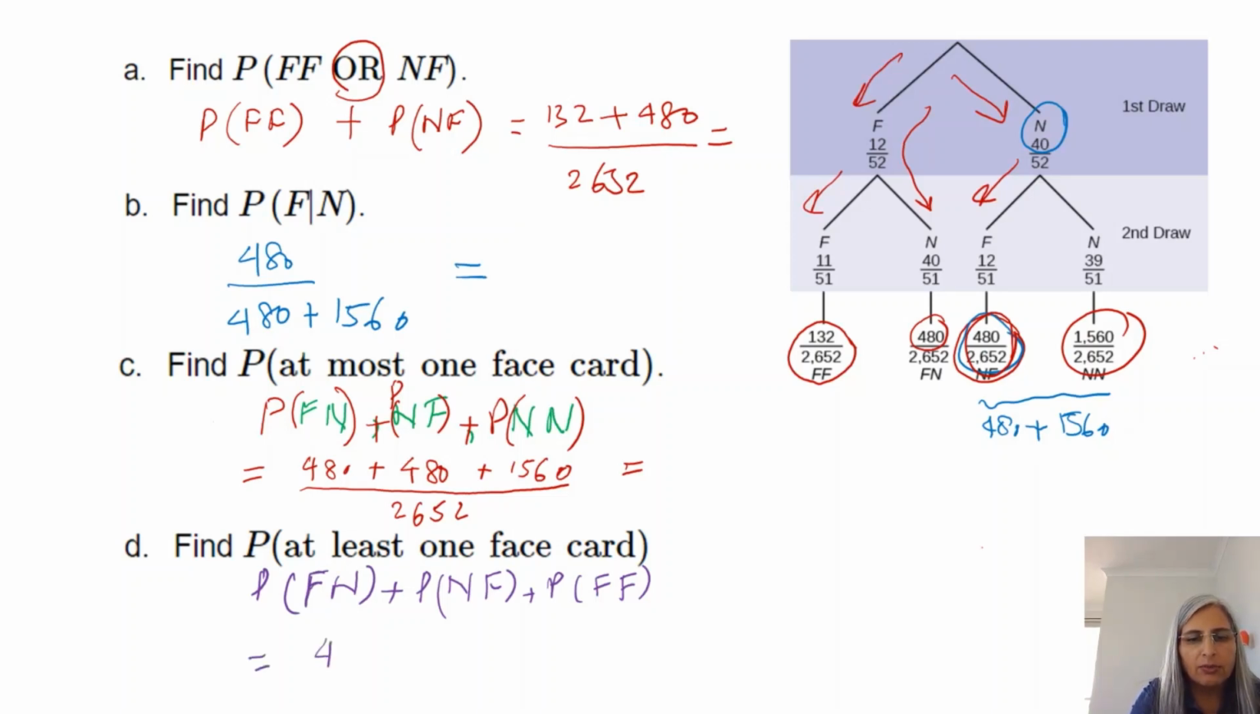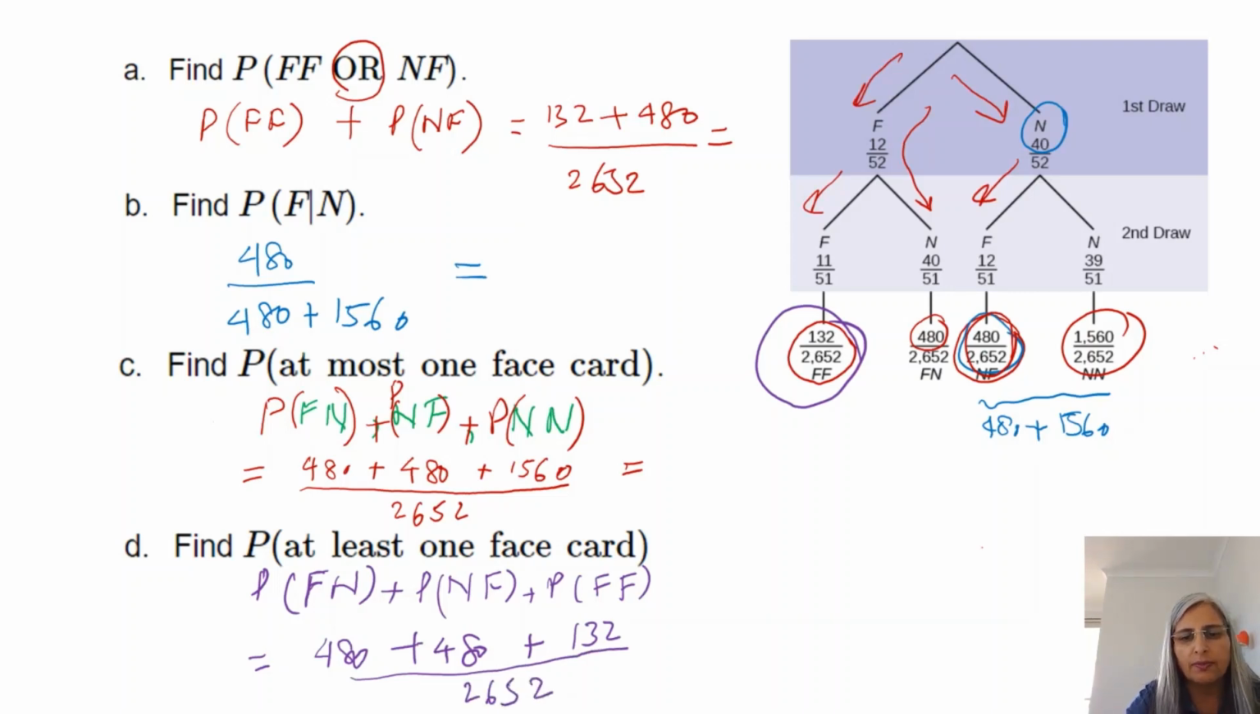So again, a 480 plus a 480, but the last choice would be the probability of choosing both face cards, which is 132 divided by 2652. And I'll leave it to you to compute it. Am I making sense here?